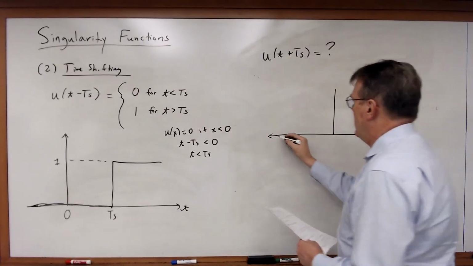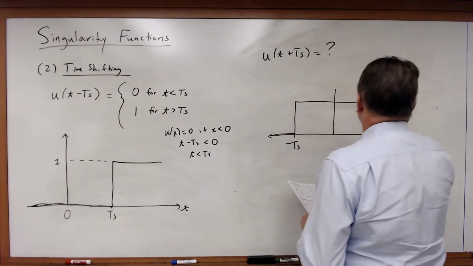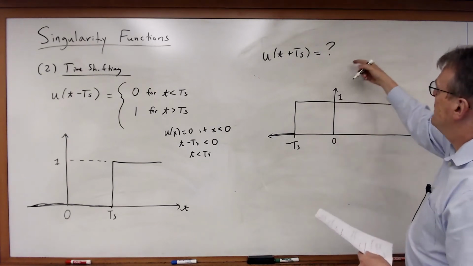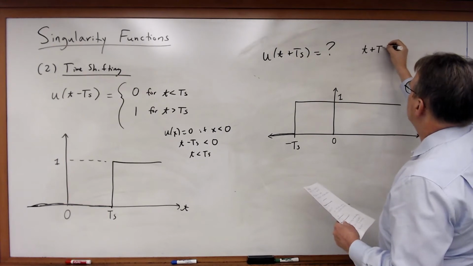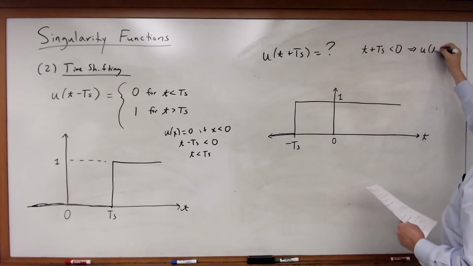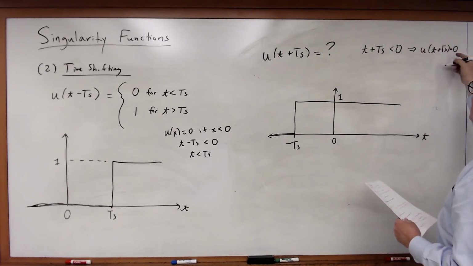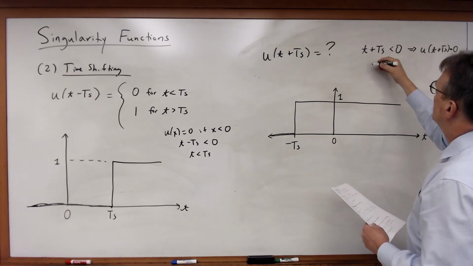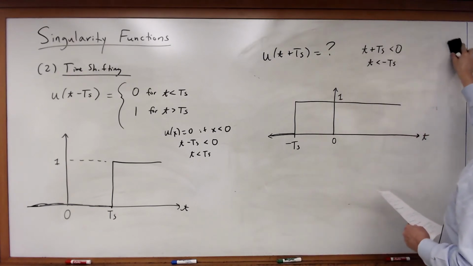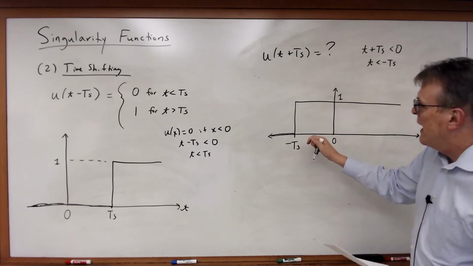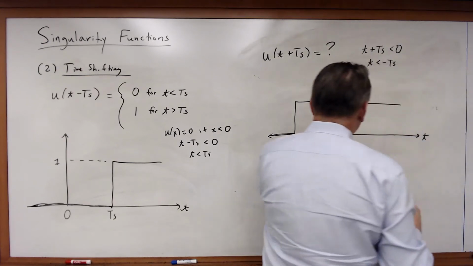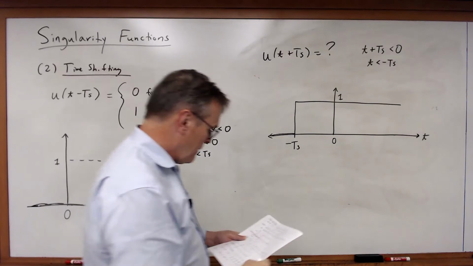Minus t sub s is where I would transition to a value of 1. And once again, if we think about it, if t plus s is less than 0, then u of t plus s is equal to 0. Well, in this case, what we get is t is less than minus t sub s for that to be true, right? So therefore, I get a value of 0 if t is less than t sub s, and if it's greater than t sub s, I get a value of 1. Okay?